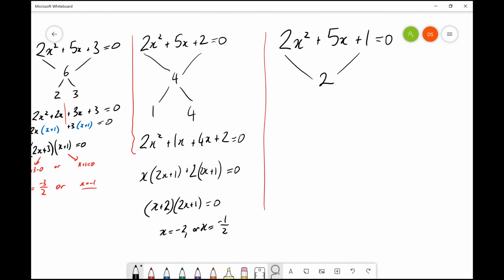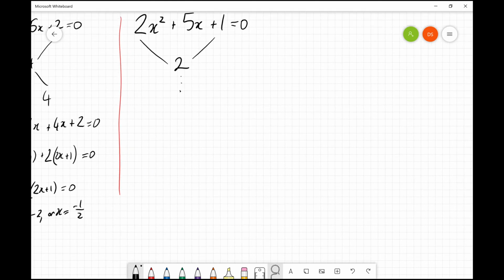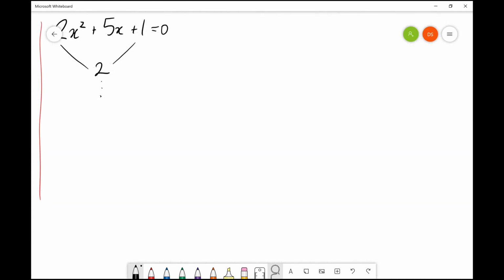I'm not sure, because I can't think of numbers that add to 2 that multiply to 5. And so this question actually, I don't know how to do with this method. So what we're going to do is come up with a new method. All right? And we're going to introduce the quadratic formula.